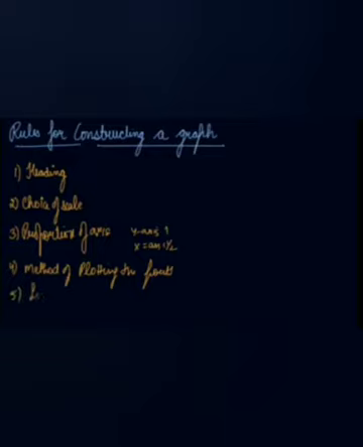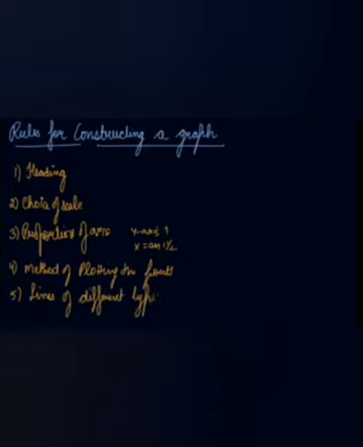Fifth is your lines of different types. In order to make the difference between the various lines, you can use different types of lines, that is the hash line or the dotted line, right? Or the straight line. You can also bold the line. So you can use different lines to give different methods on the graph.